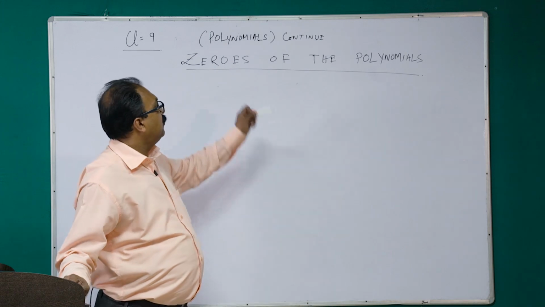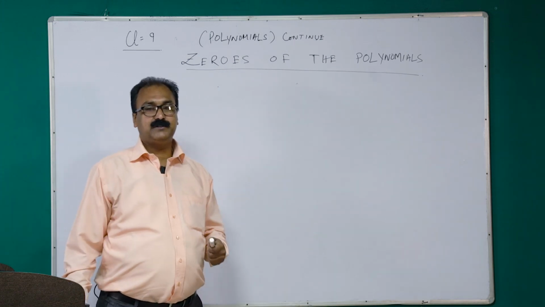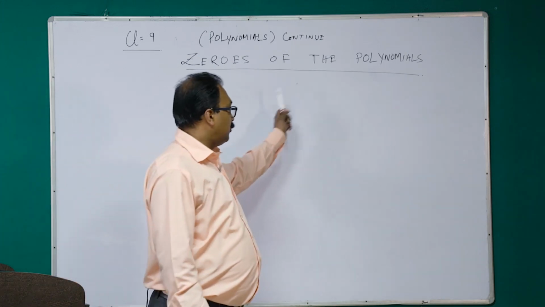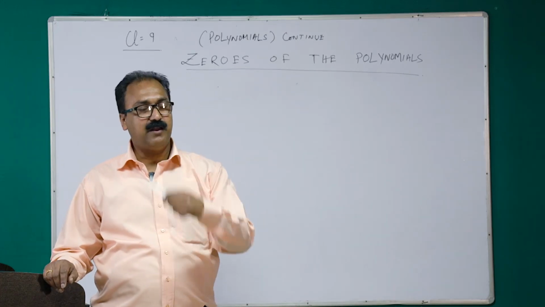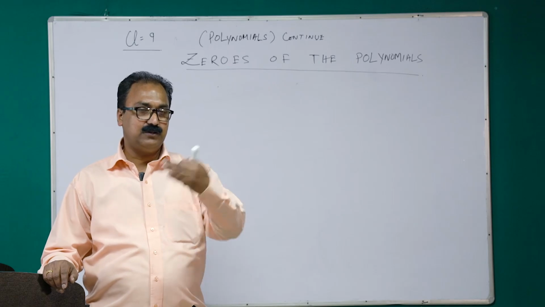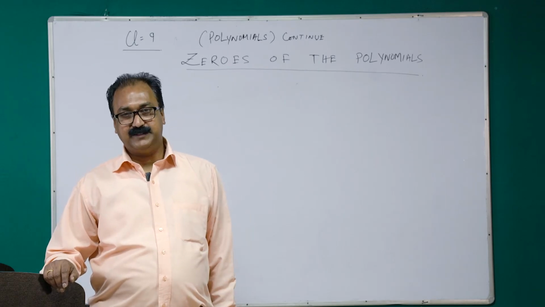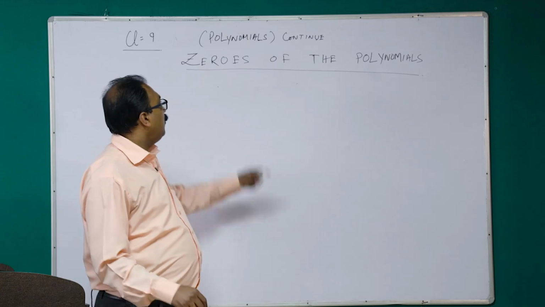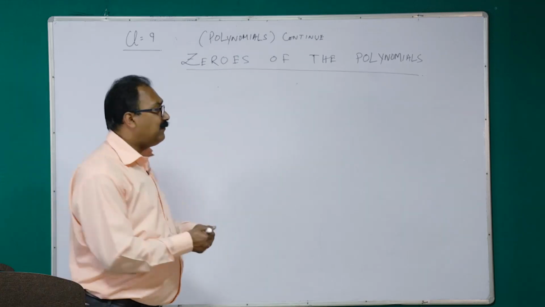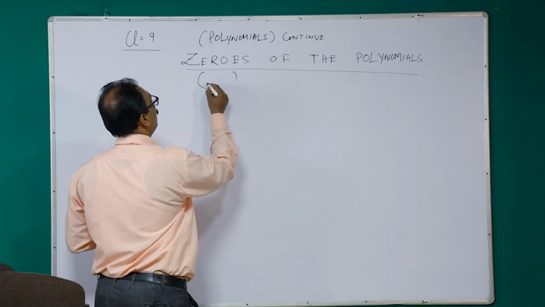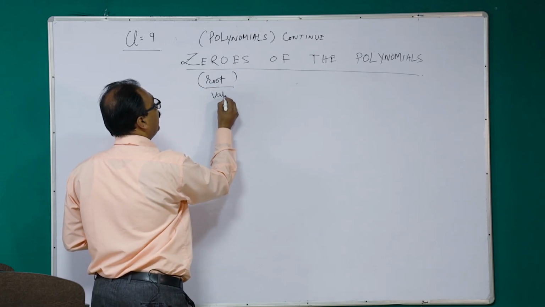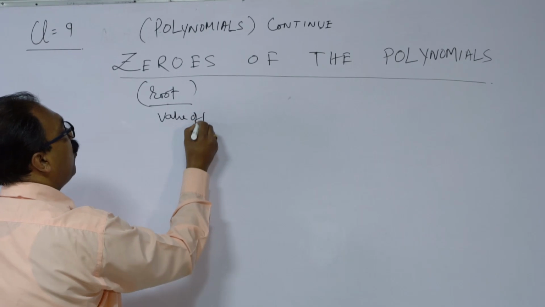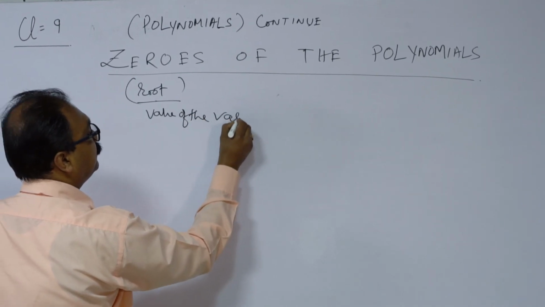We'll continue with polynomials. Some portions are left, two more portions. One is zeros of the polynomial, and with the help of zeros of the polynomial we reach the remainder and factor theorem. Afterwards it will come to factorization. Understood? So now, what are the zeros? Zeros are nothing but the roots of the variable. Root means the value of the variable. Okay?